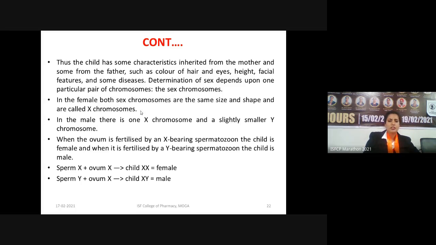So here we can see, if the sperm contains X chromosome and the ovum has X chromosome. In case of ovum, it has XX chromosomes. The chromosome from the mother will always be X, but in case of the father, either it may be X or it may be Y. If the X and X fertilize, then the child will be XX. That means the child will be female. If the sperm has Y chromosome and the ovum has X chromosome, then the child will be XY. That means the child will be a male.